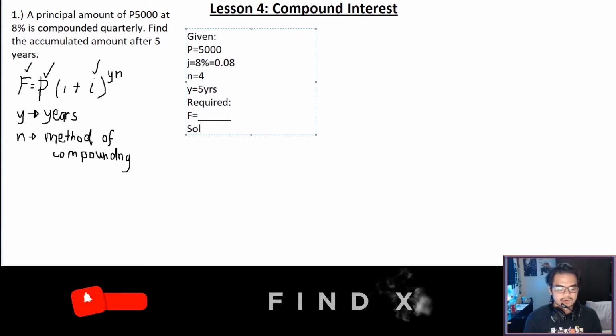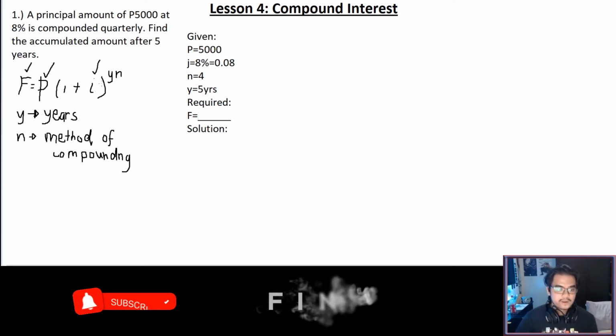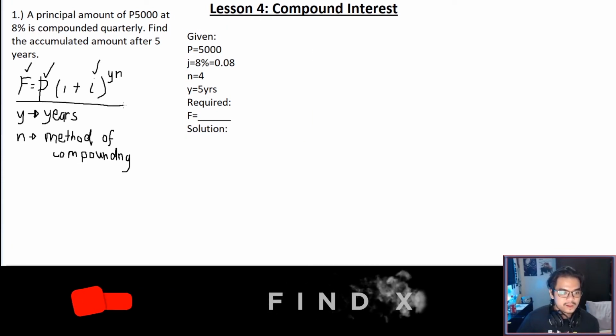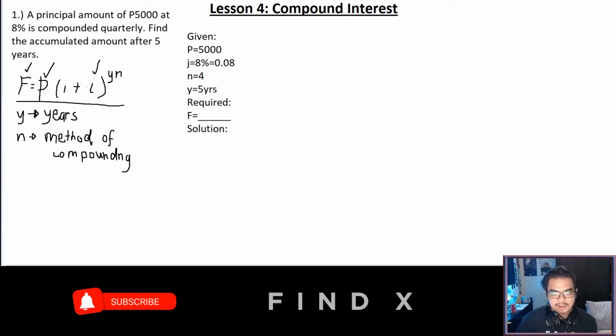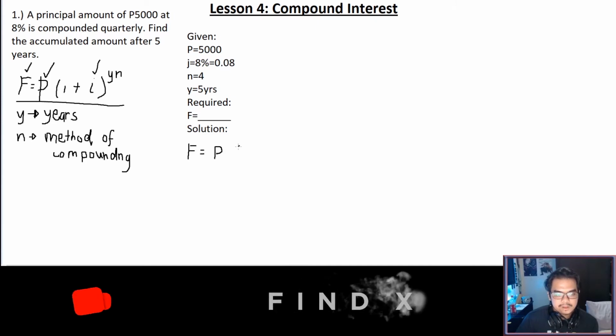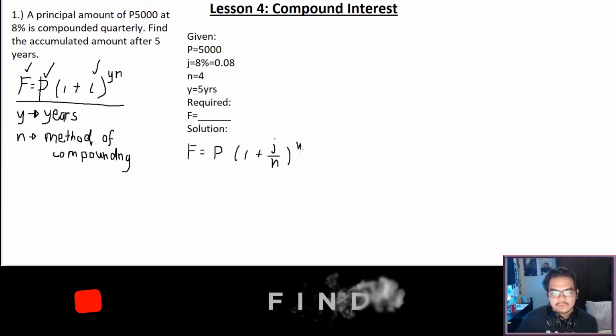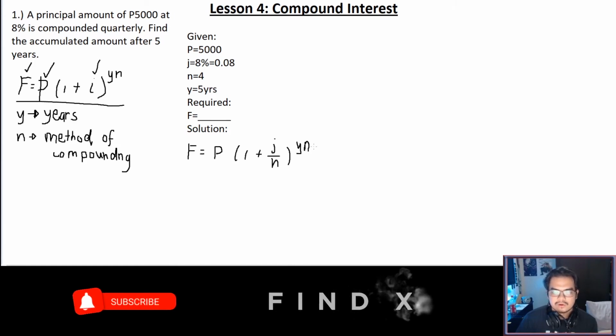Okay. So for the solution, we can just use the formula. Since we are looking for F, we can use this formula, but we have to change the I into J over N. So we have F equal to P times 1 plus, again, replace I by the nominal rate of interest, which is J over N, raised to Y N.